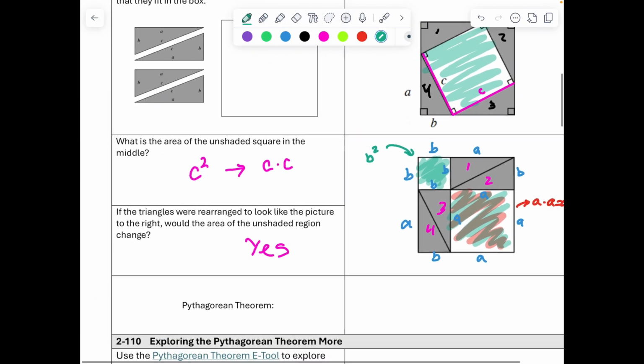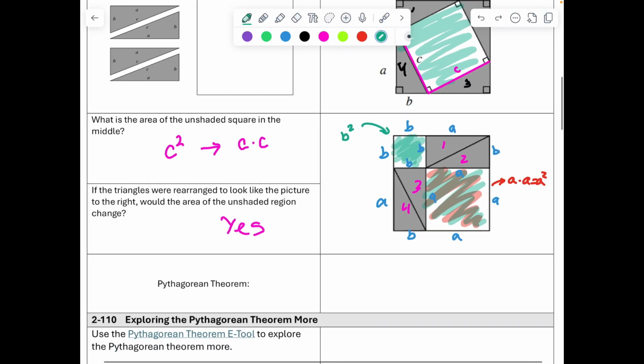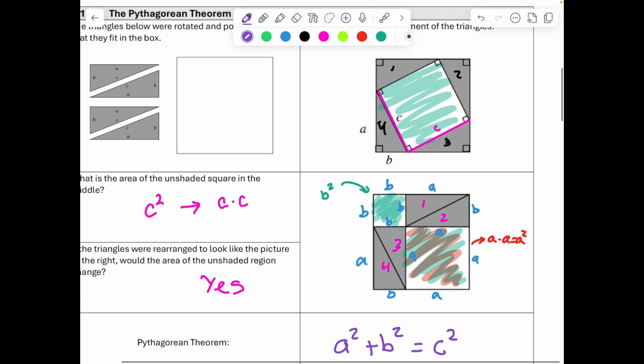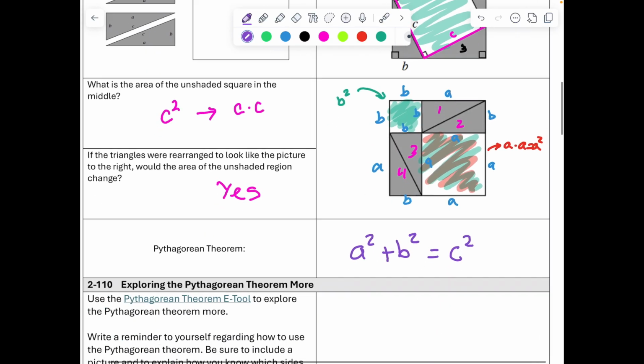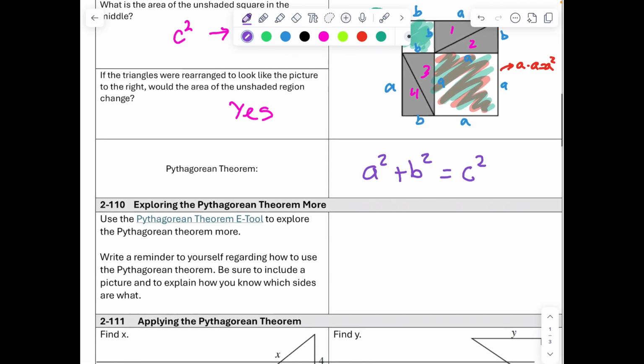Now, because we said the area of the unshaded region didn't change, it was C squared, and it turned into A squared and B squared. So here is the Pythagorean theorem. A squared plus B squared equals C squared, okay? I'm sure you've heard this formula before, but maybe you've never used it or didn't know what it means. And we just kind of derived it for you here with some triangles. So let's go ahead and apply it.